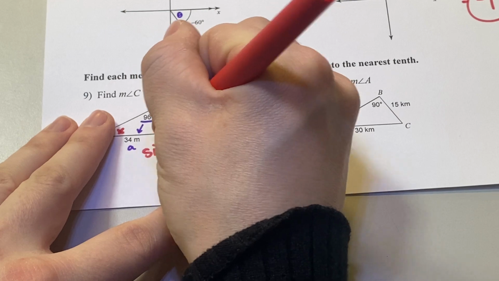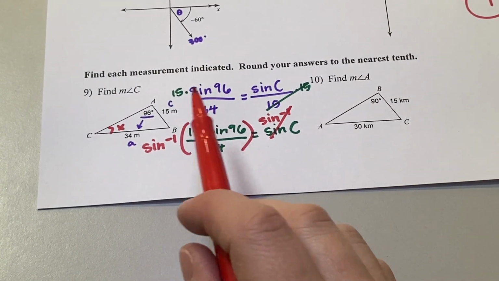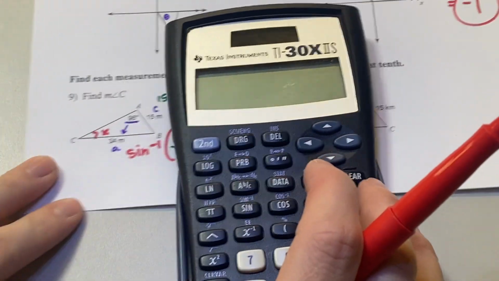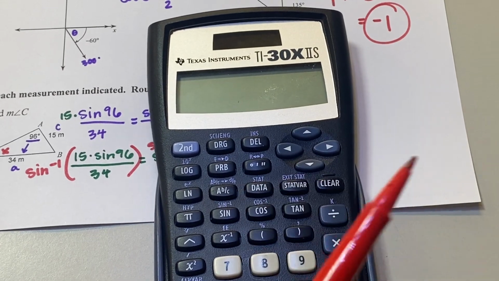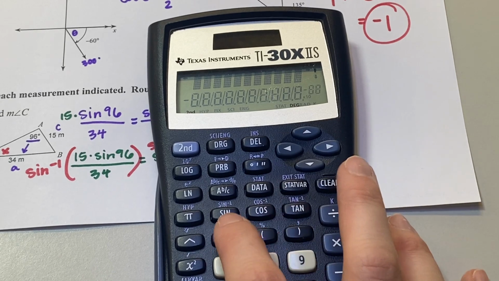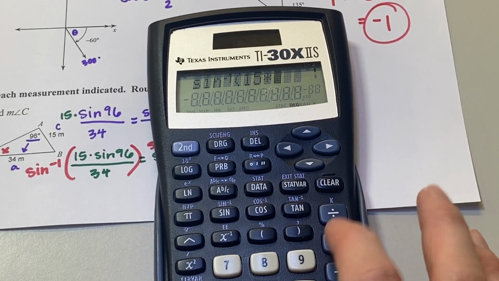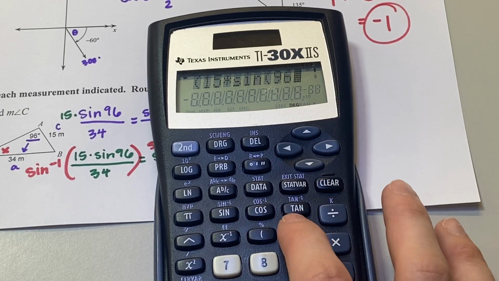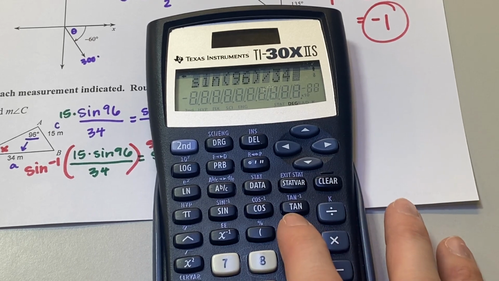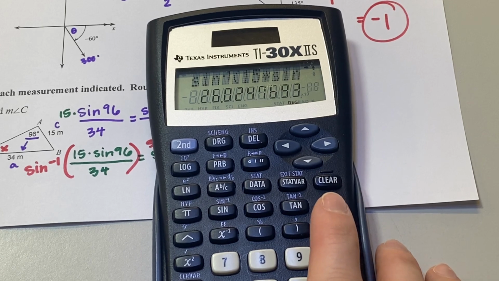So here's what we need to press in our calculator. You're going to take the inverse sine of this entire thing. Let's practice punching it in together. You're going to want to click your second button first because you don't want original sine, you want inverse sine. Then 15 times sine of 96. Close that little parenthesis there. Divide it by 34. Close the whole thing parenthesis. And we get our angle measure.